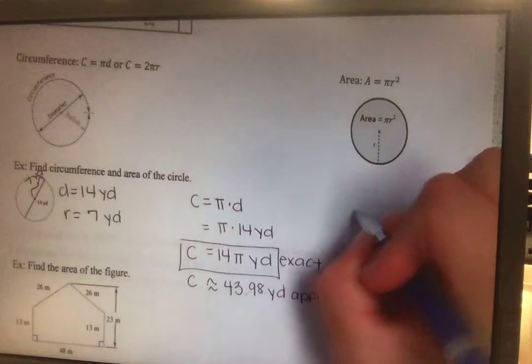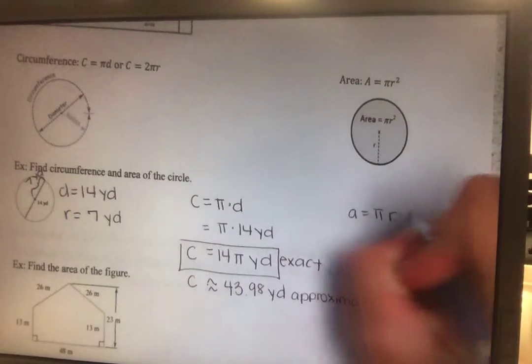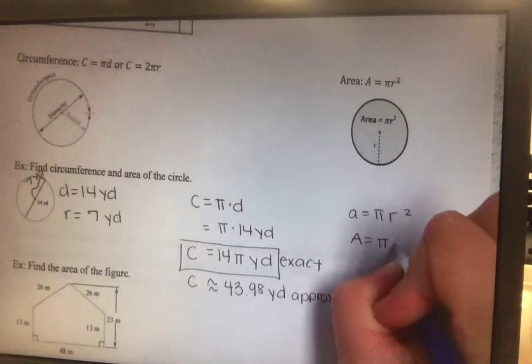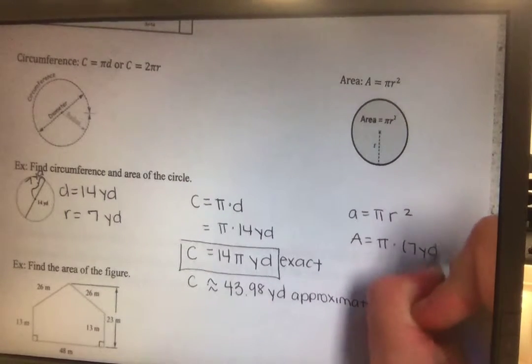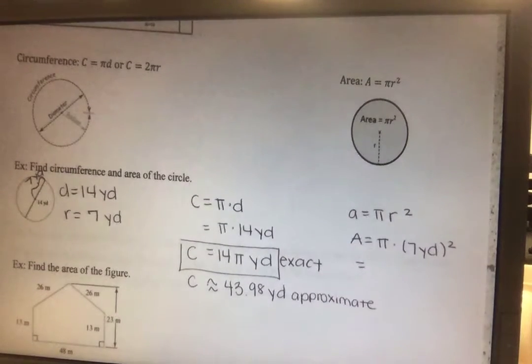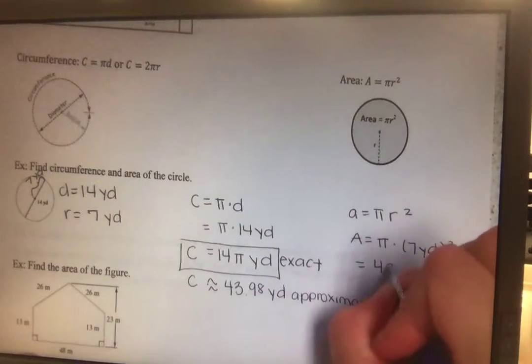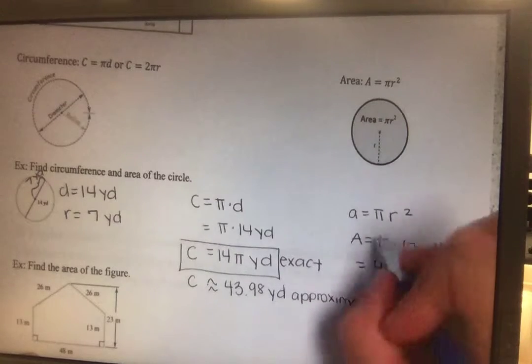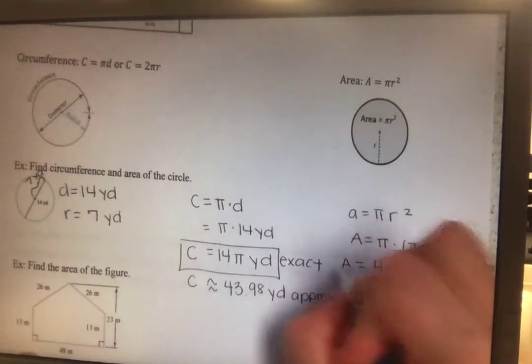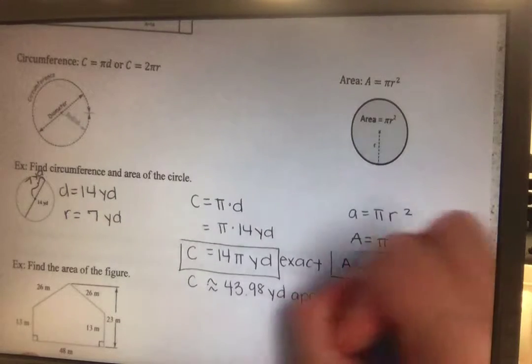Same thing for the area. Area is pi r squared. So our area is pi times our radius, which is 7 yards squared. So 7 yards squared, so 7 yards times 7 yards will give us 49 times pi yards squared. So again, this is our exact answer.